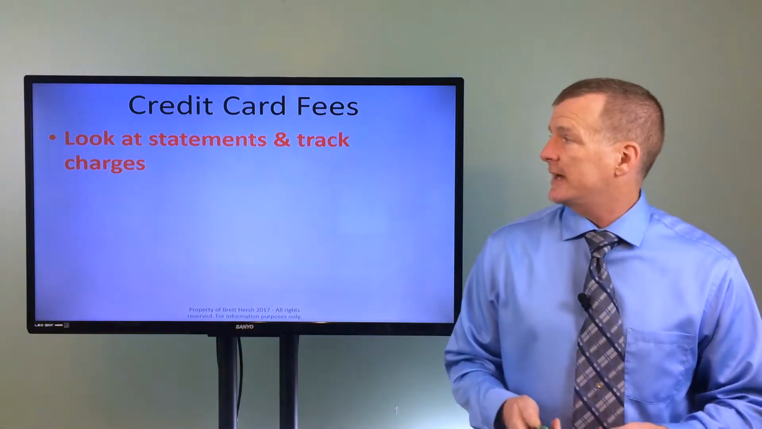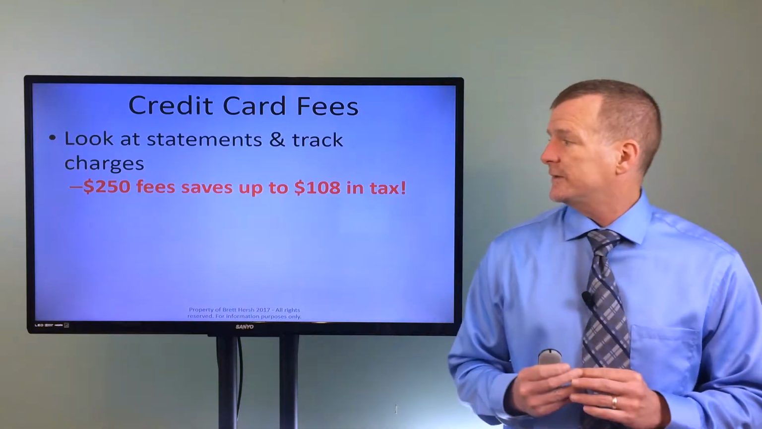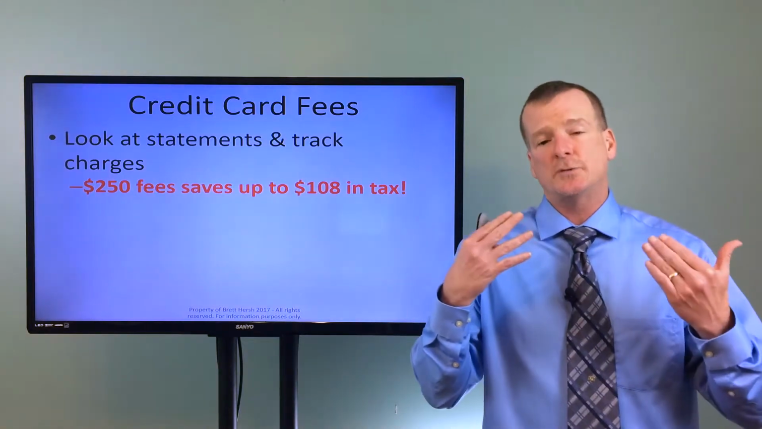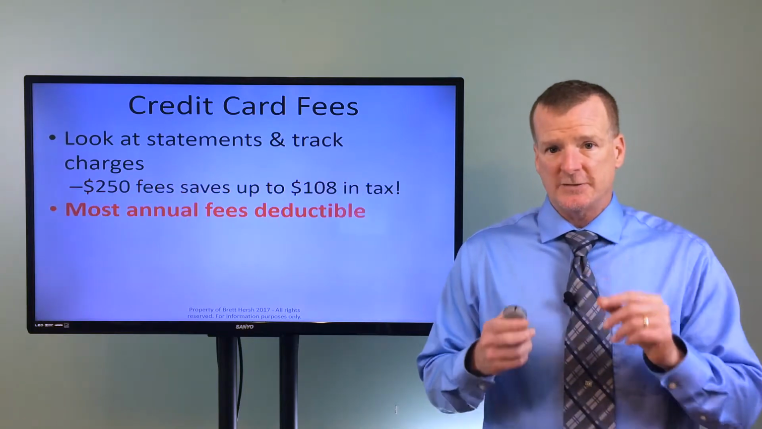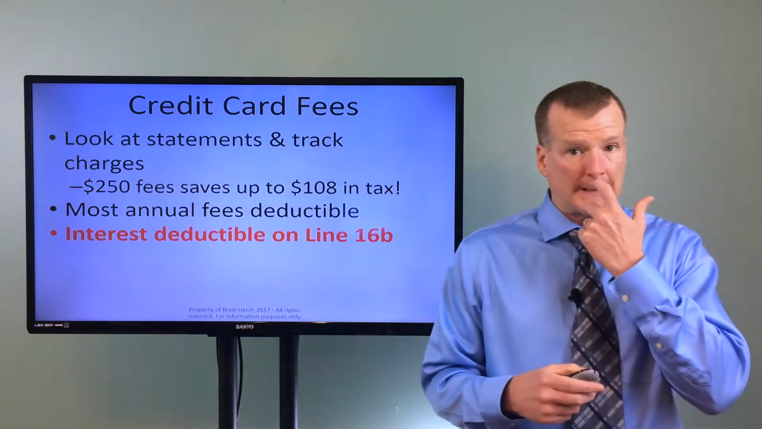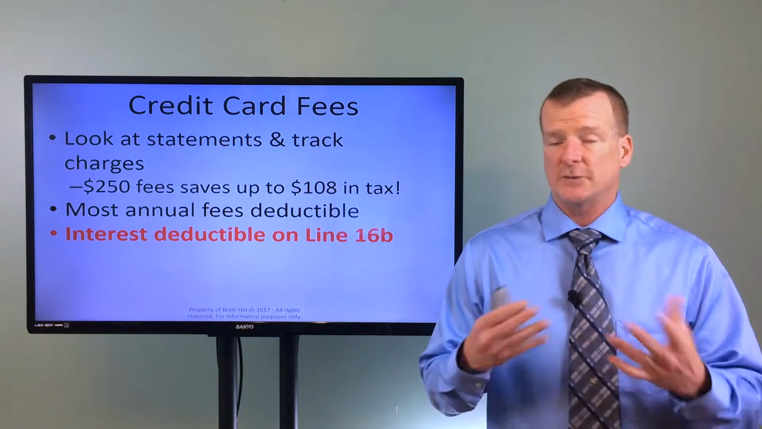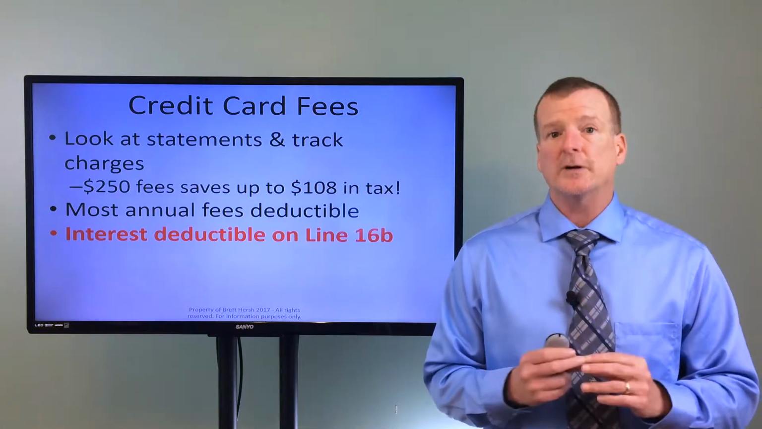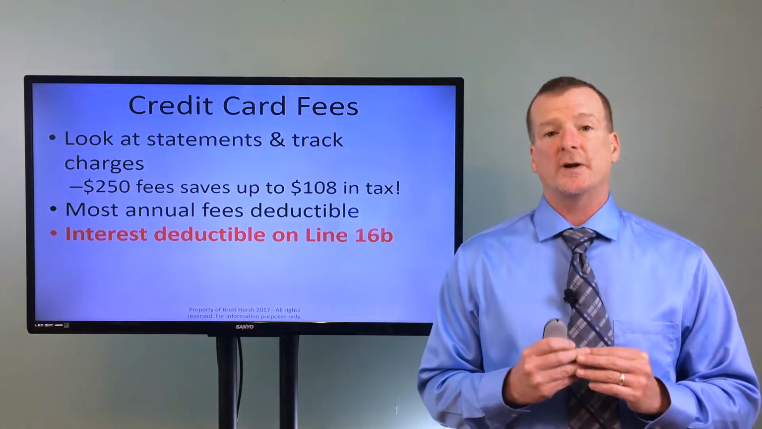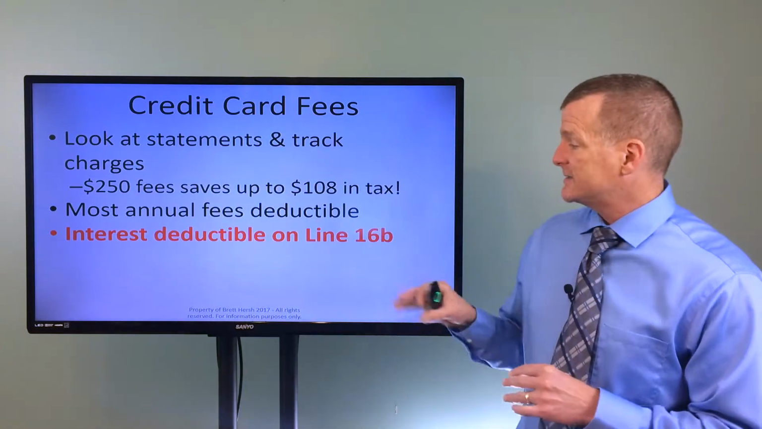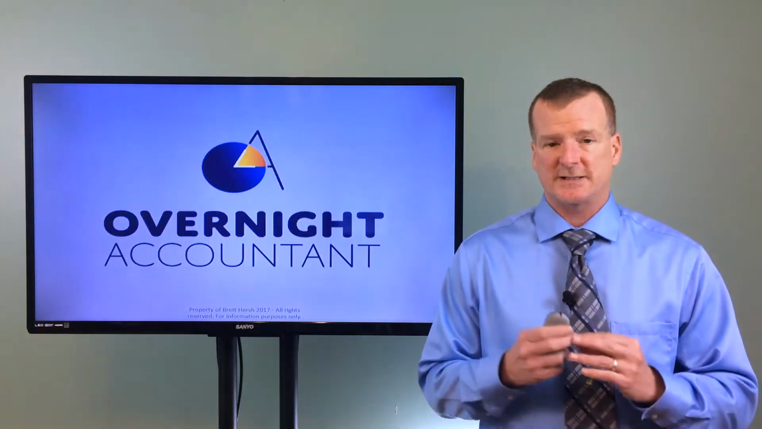Look at your statements, as I said, and track the charges that are on your credit card. Remember, $250 in fees saves you up to $108 in tax. So track every deduction you're entitled to. Most annual fees are also deductible. So if you have a card like an American Express card, for example, that requires you to pay an annual fee, if they still do that, that will be deductible. Remember to deduct it. Interest, however, on your credit card, you need to track separately. Interest is recorded as interest on line 16B on your Schedule C as an interest expense.